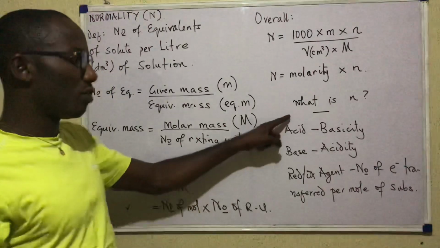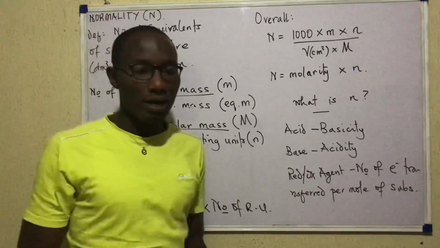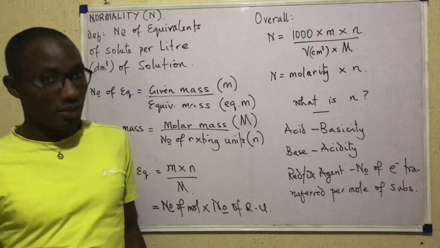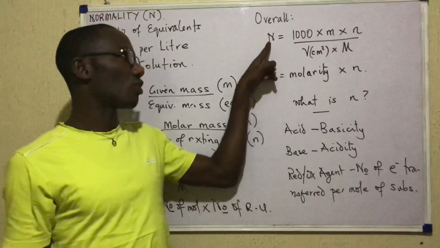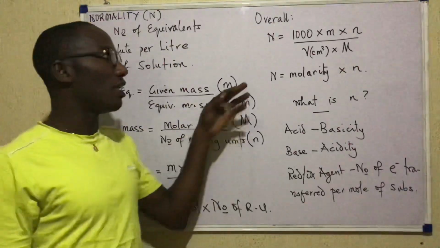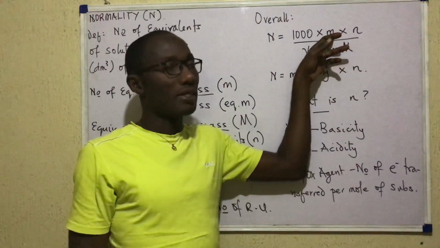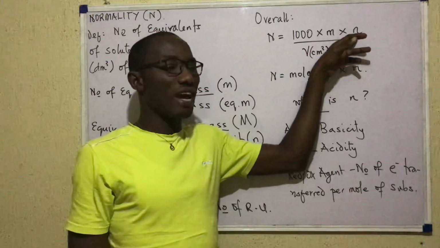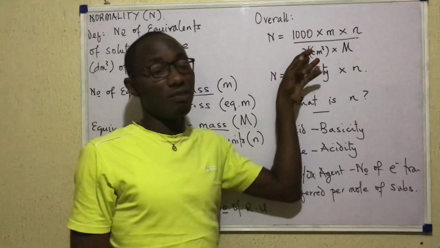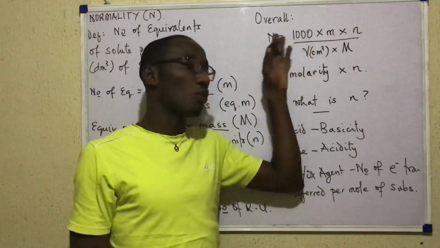But just before I give meaning to n, which is number of reacting units, for many questions that we will encounter on normality, the parameters they give us are usually such that we can use this formula to calculate normality. So capital N here stands for normality, and it is calculated as 1,000 times the mass of solute given times the number of reacting units of the solute divided by V. That V is the volume of solution, and that volume of solution is in cm cube. That's why we have the 1,000 there.